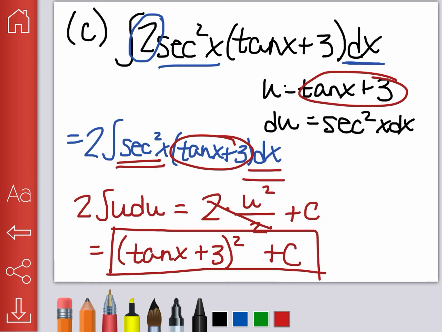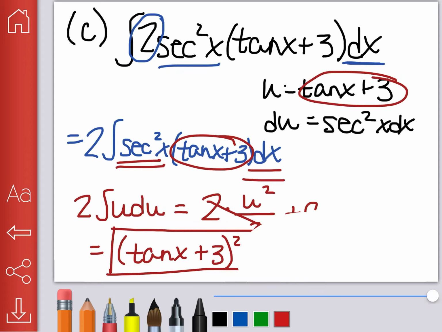Remember, this constant multiple rule only applies to constants, not to variables, only to constants. We cannot pull variables out of the integral. Only constants. Let's do one more.